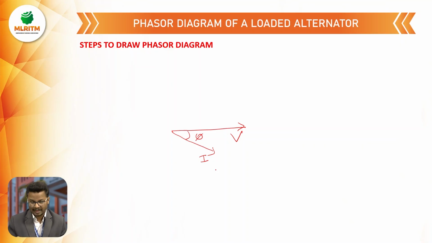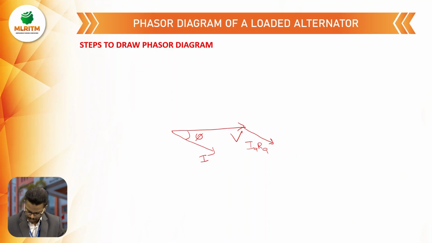The resistive drop can be denoted in this phasor diagram. See how to draw it: from the point of voltage, parallel to the current, we draw a line, and this line represents the IaRa drop. The line should be drawn parallel to the armature current. Now we have to represent the reactance drop. The reactance drop starts from the IaRa drop and should be perpendicular to the IaRa drop.